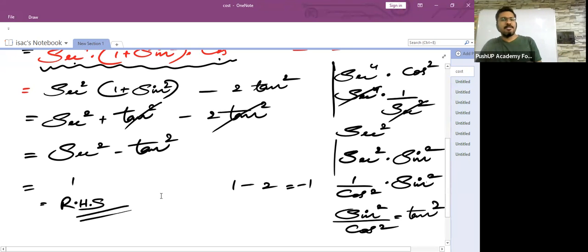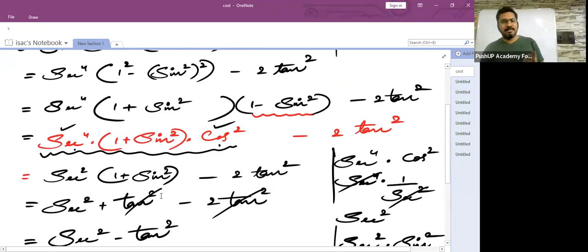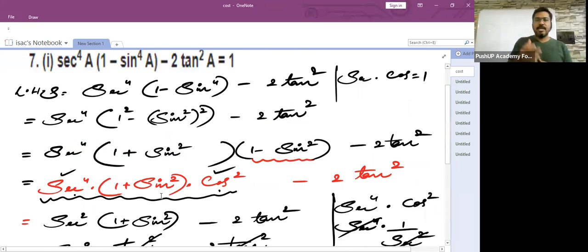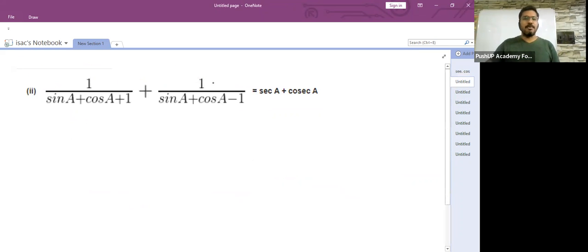It was very easy, just a little complicated, right? A bit lengthy. Practice it, children. You try to figure out your own method to solve this sum. Okay, let's do the second sum. Question number 2 for the day.